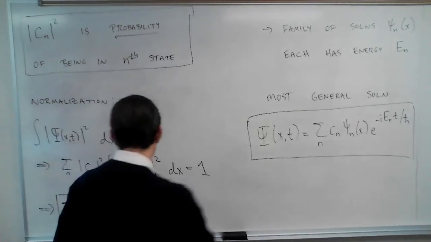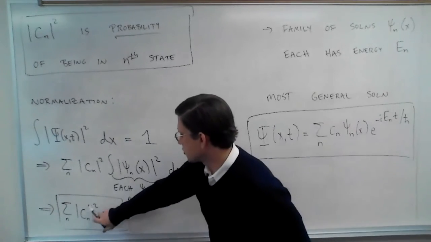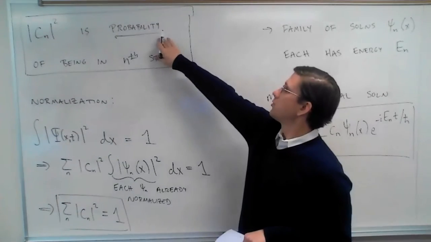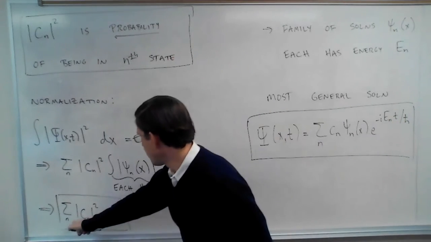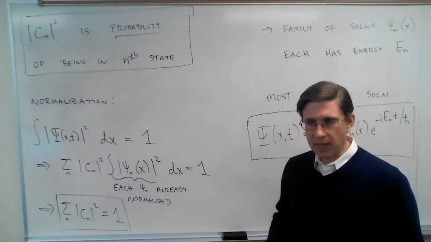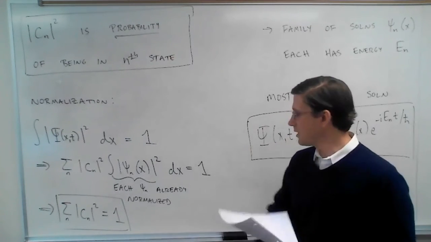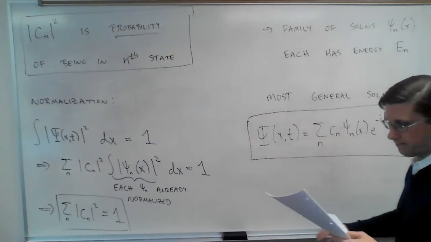Okay, and this is exactly the expected result if it's the c sub n squareds that correspond to the probabilities of being in the nth state. Like any good probability, if you add up all of the possible probabilities of being in the nth state, then you need to get one. Okay, so this is a very well-behaved probability.